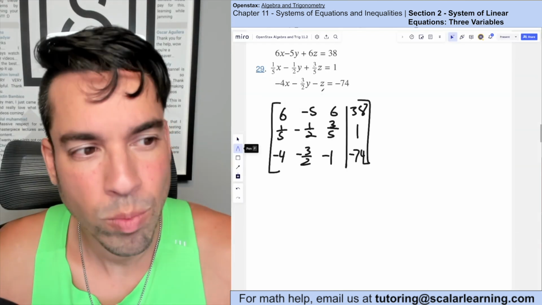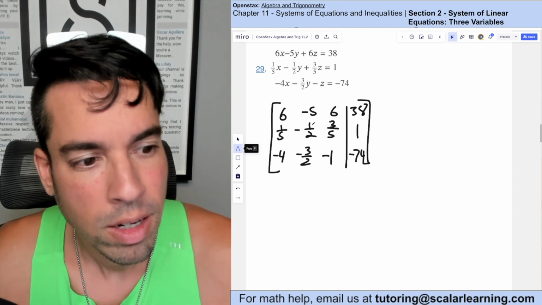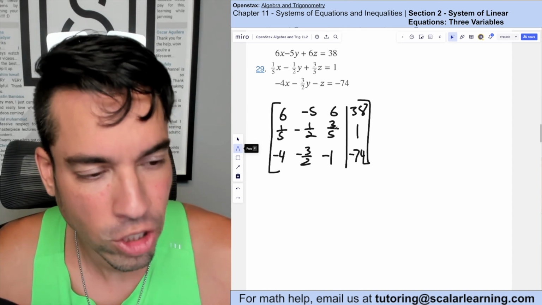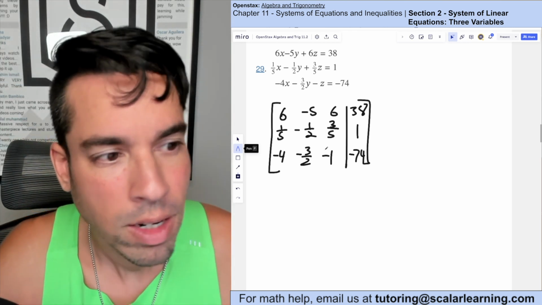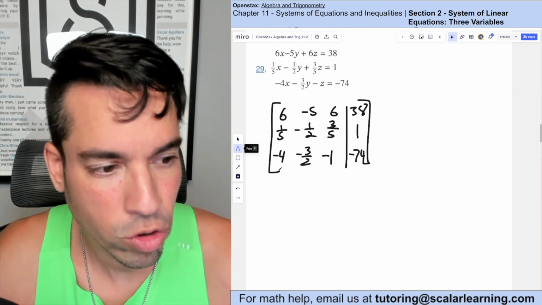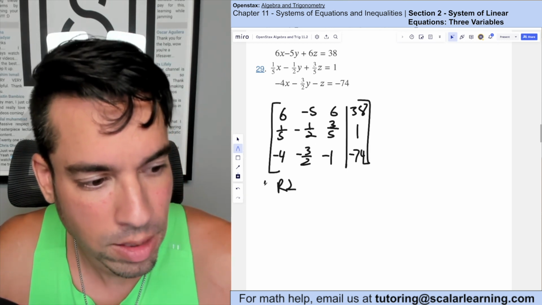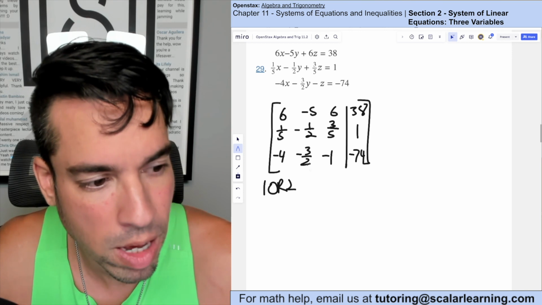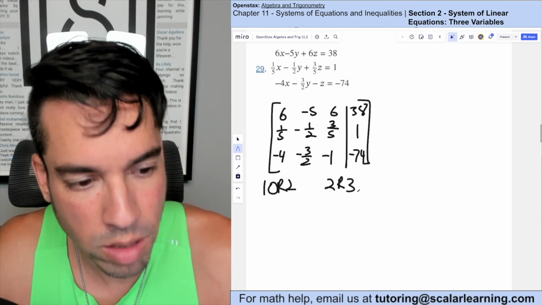All right, so for this one, we're going to start by putting it in that nice matrix format. But you'll notice this is gnarly, right? These fractions and all this stuff is crazy. So I'm actually going to do something right off the bat to make this a lot easier without all these crazy fractions. I'm going to multiply row 2 by 10, and I'm also going to multiply row 3 by 2, okay? Let's just get rid of all the fractions.